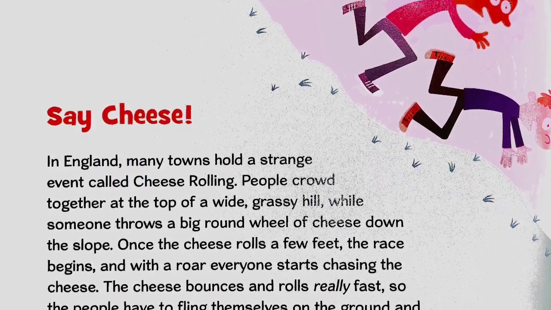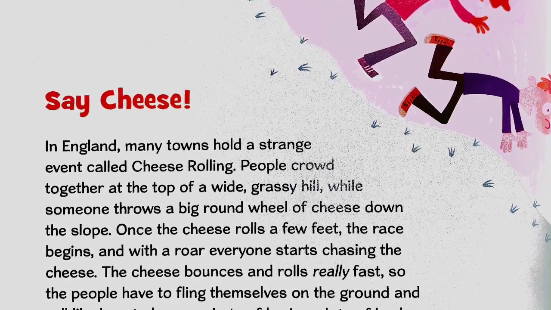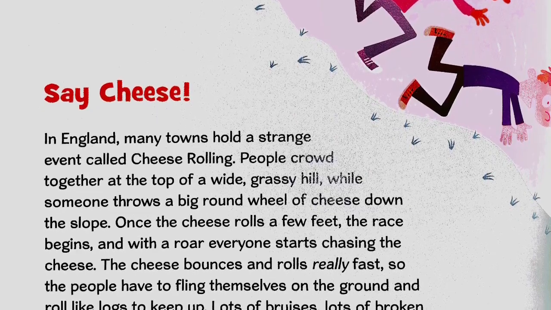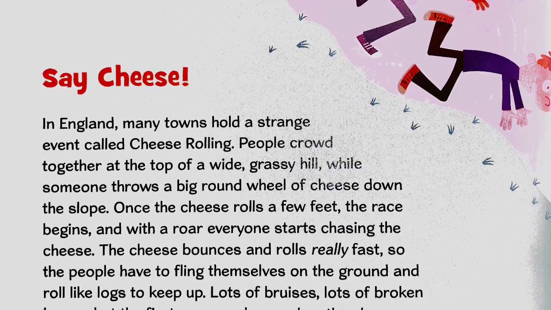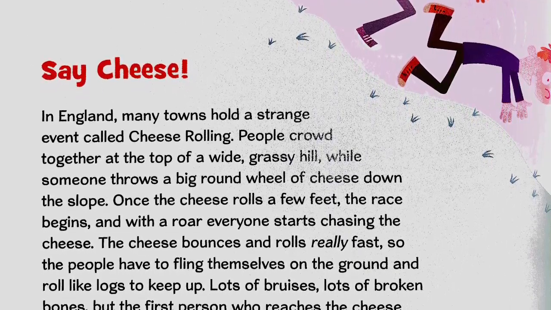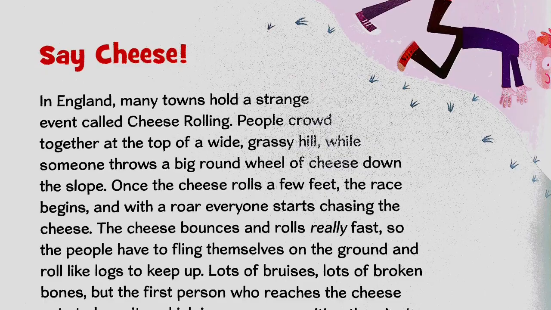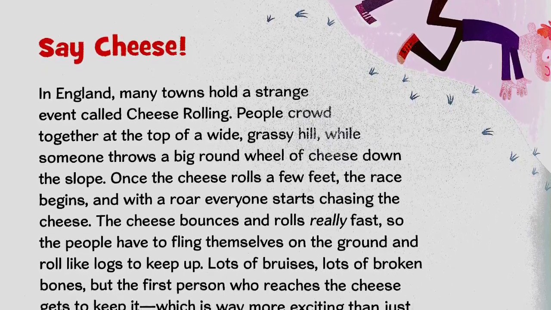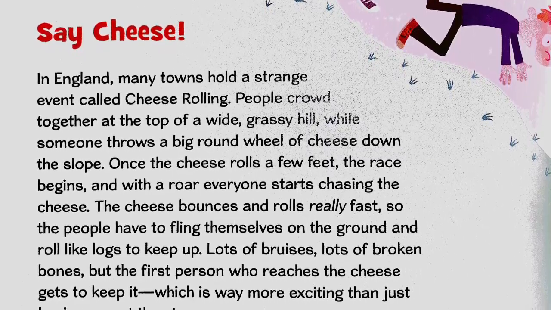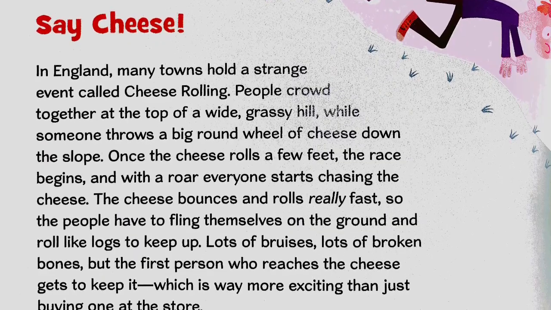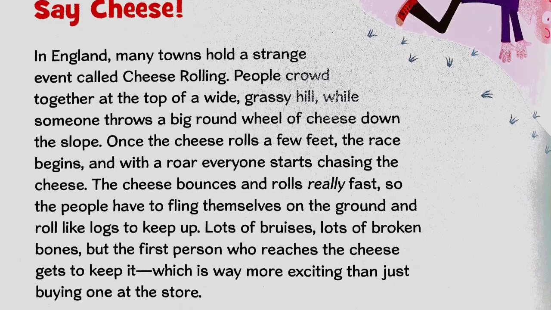Say cheese. In England, many towns hold a strange event called cheese rolling. People crowd together at the top of a wide grassy hill while someone throws a big round wheel of cheese down the slope. Once the cheese rolls a few feet, the race begins, and with a roar, everyone starts chasing the cheese. The cheese bounces and rolls really fast, so the people have to fling themselves on the ground and roll like logs to keep up. Lots of bruises, lots of broken bones, but the first person who reaches the cheese gets to keep it, which is way more exciting than just buying one at the store.